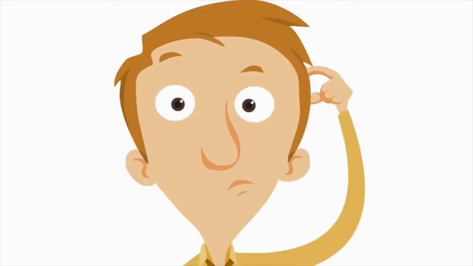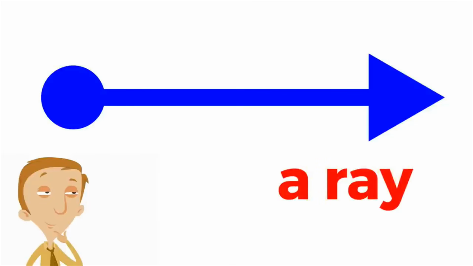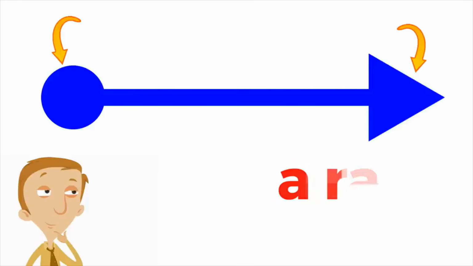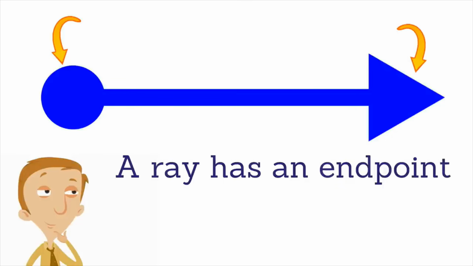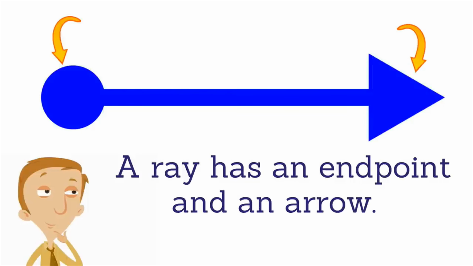Now, what about a ray? What does a ray look like? Well, a ray is kind of a combo, a combination of the two. You can see it right here. A ray has an arrow on one end, making it like a line on that side, but a ray has a dot on the other side, an endpoint, like a line segment. A ray has an endpoint and an arrow. A ray is a combo, right?